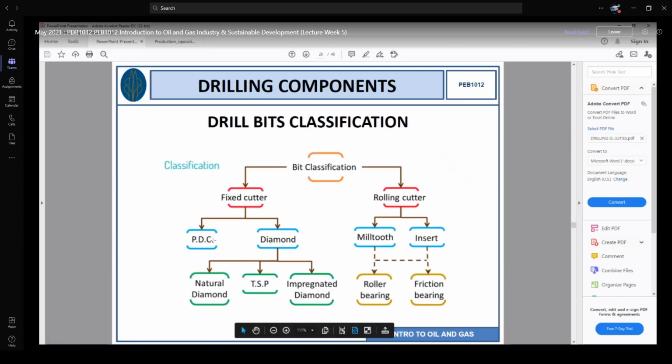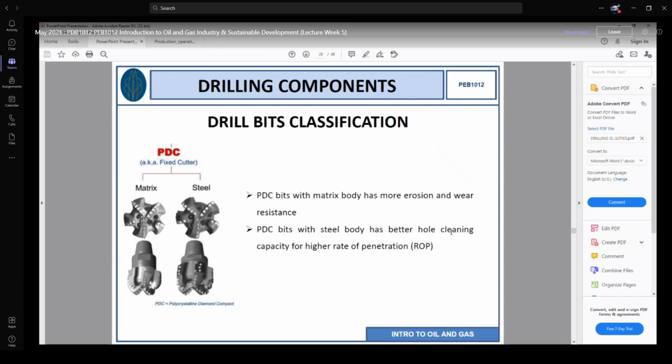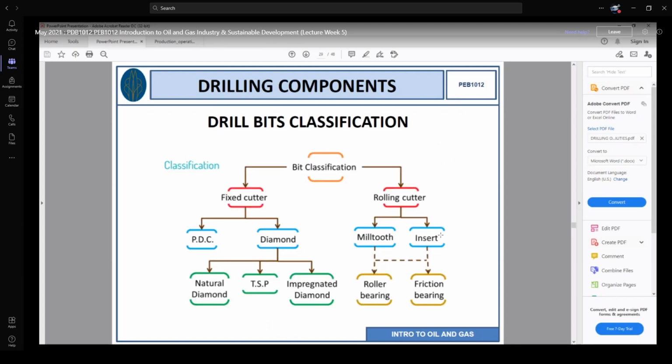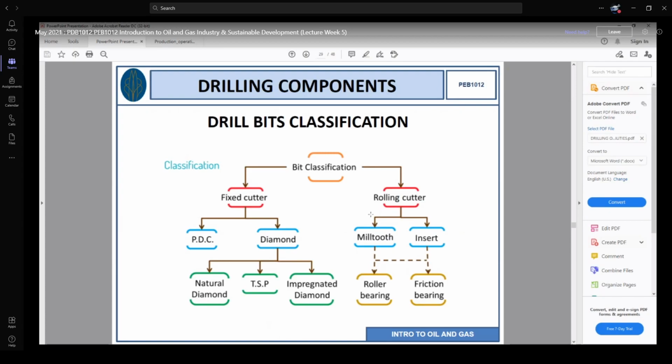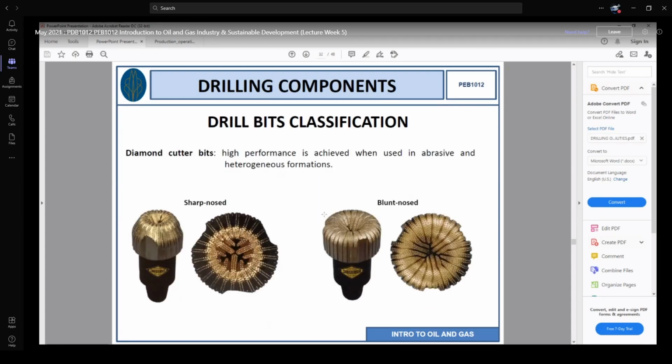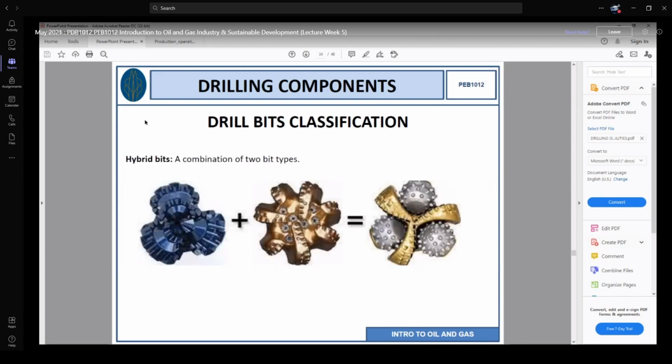So we have a few kinds of fixed cutter bit: the PDC bit and the diamond cutter bit. Roller cone bit also has two kinds. One is a mill tooth bit, another is an insert type roller cone bit. Okay, just keep to this so far. Okay, if we combine these two, the fixed cutter and roller cone bit, that will be called a hybrid bit.